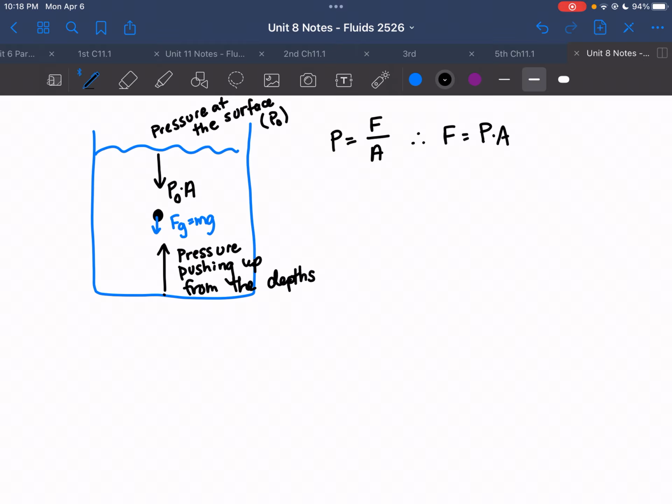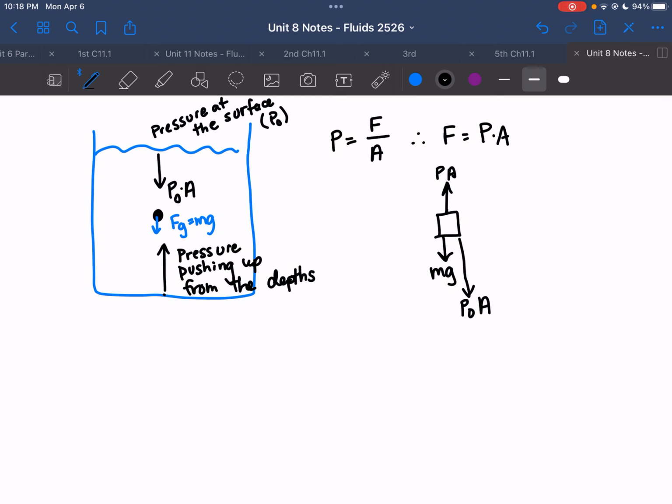Okay. If you were to draw a free body diagram on this particle here, we have the weight of our object, and we have the force at the surface times the area. On the other end, we have the pressure from the bottom of the table. And so we have this one force that's going up, and that is the pressure times, that's going to be the true pressure here, times the area.